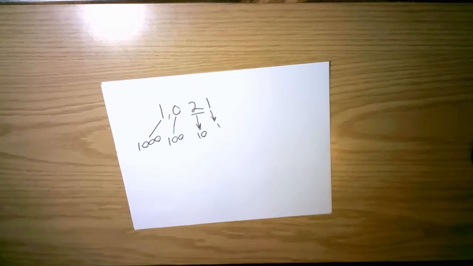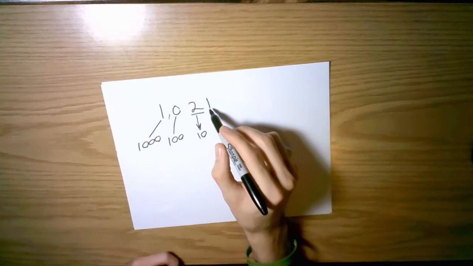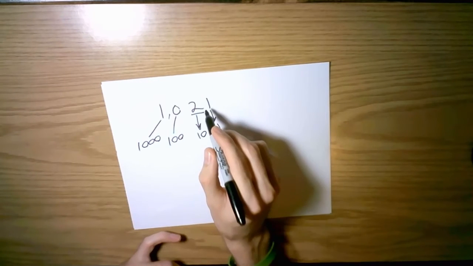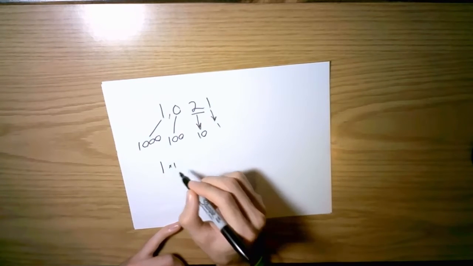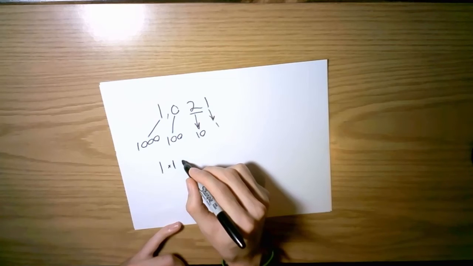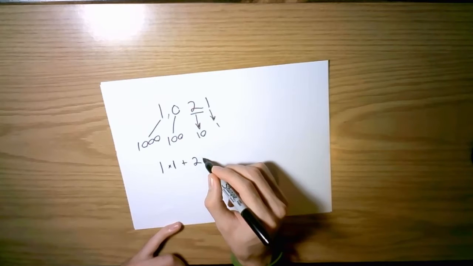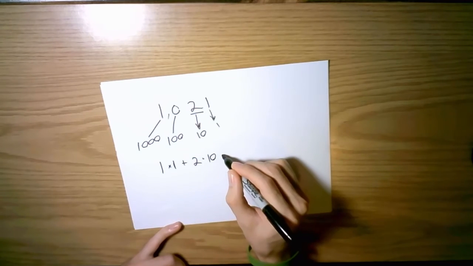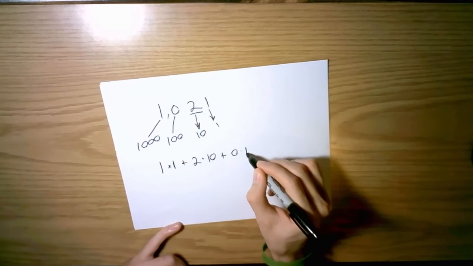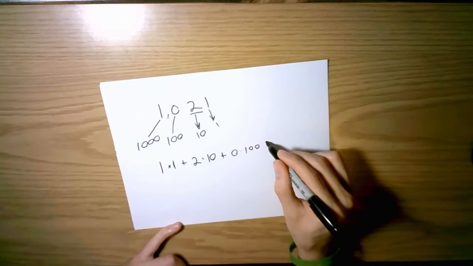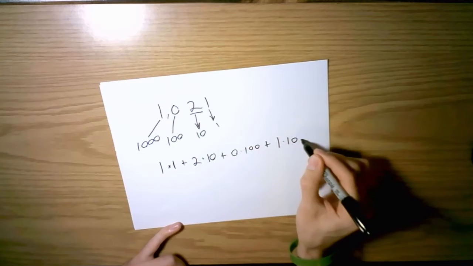So if we broke this up, we could rewrite this as, to get this number we can do 1 times 1 plus 2 times 10 plus 0 times 100 plus 1 times 1000.